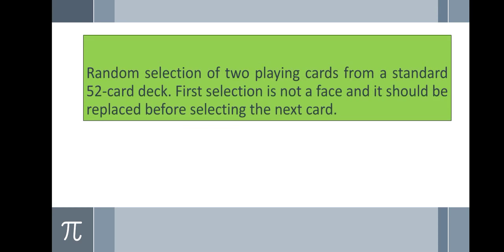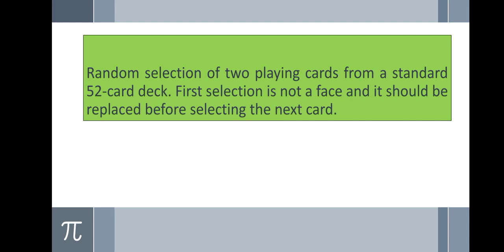Now let's look at dependent events and independent events. Random selection of 2 playing cards from a standard 52 card deck. First selection is not replaced before selecting the next card. Now let's first differentiate between dependent and independent. In a dependent event, the first event has an effect on the result of the second event. If there is no effect between the 2 events, then it is said to be independent.